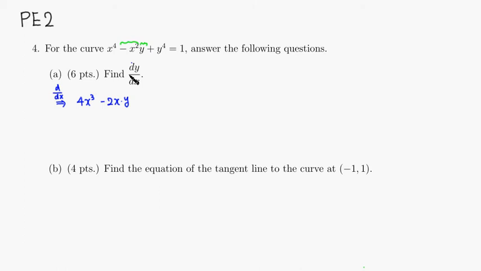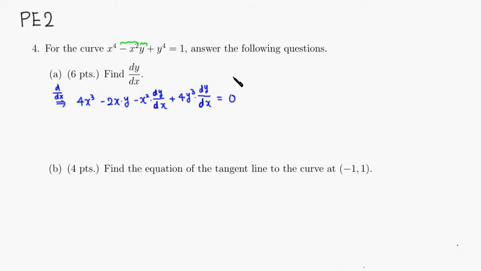And the first guy is negative x squared, then multiply by the derivative of y, which is dy over dx. Then the derivative of y to the fourth would be 4y, subtract 1 from the power, cubed. But since this is written in y, you have to multiply by dy over dx. That's basically the chain rule. And it is equal to the derivative of a constant 1, which is 0.